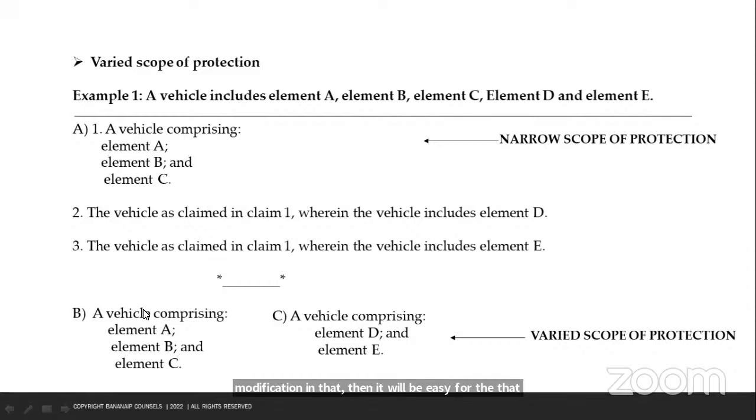So if we draft two sets of claims, two independent claims, one a vehicle comprising A, B, and C, and in another independent claim we have elements D and E, this will give you a varied scope of protection, and it is a broad claim.